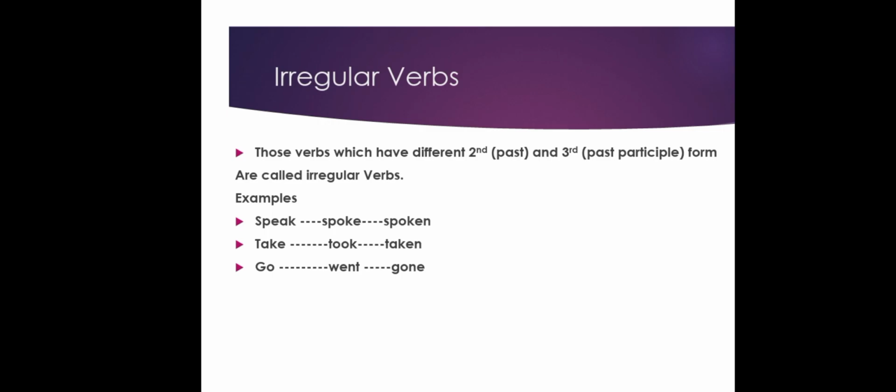Then we have irregular verbs. Those verbs which have different second (past) and third (past participle) forms are called irregular verbs. It means that those verbs which have different second and third forms of the verb are called irregular verbs. It means their second and third forms are not the same. Here are some examples: speak, spoke, spoken; take, took, taken; go, went, gone.